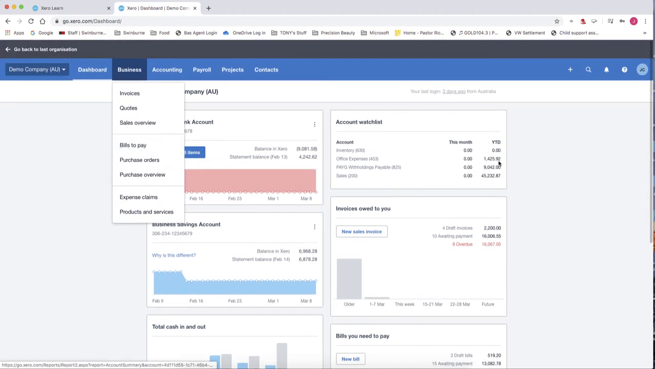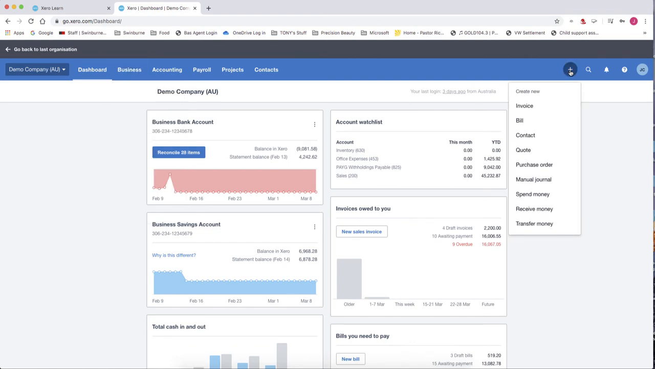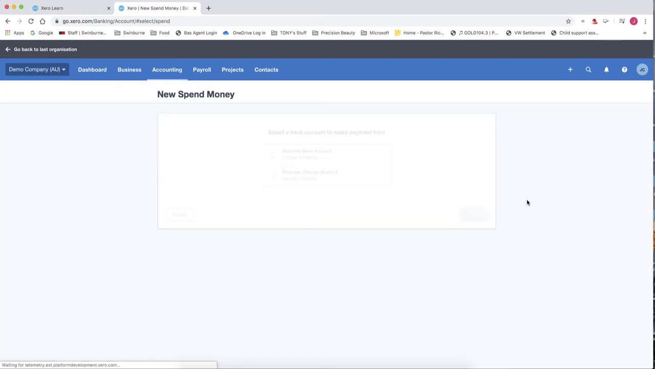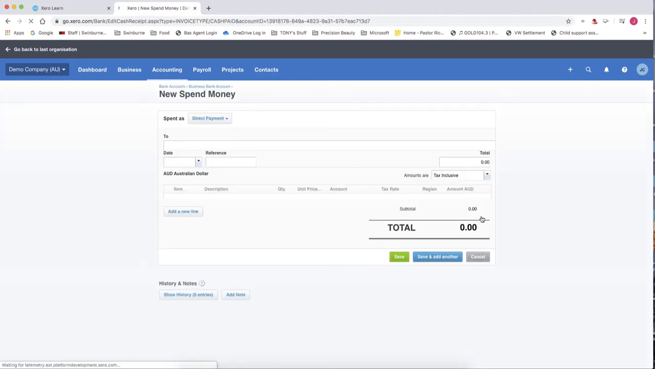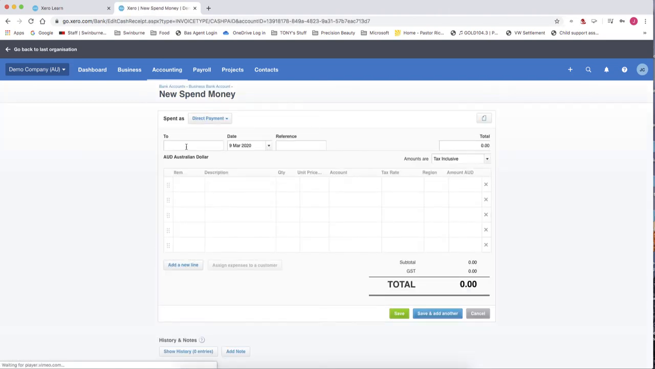So don't fall for the trick of going over here on the right, to the plus sign and just saying spend money, because when we spend money, essentially what we're doing is just a cash transaction, and we can select the bank account and go next, and make a payment to our supplier. So we could choose a supplier from here, but we're not actually able to allocate it against the accounts payable account as such, nor against the outstanding invoice.